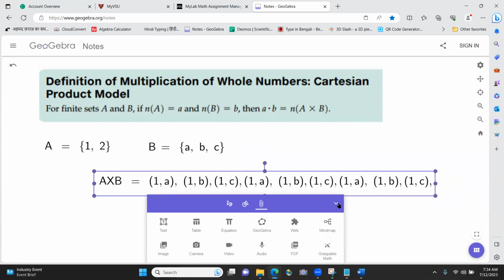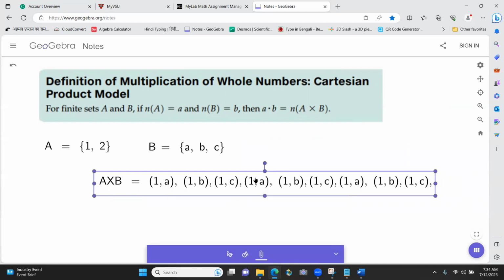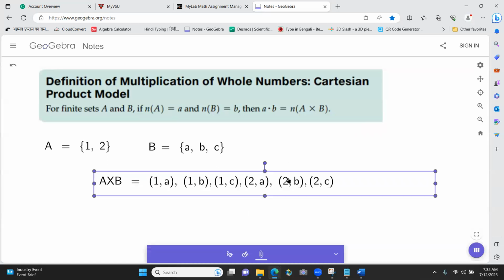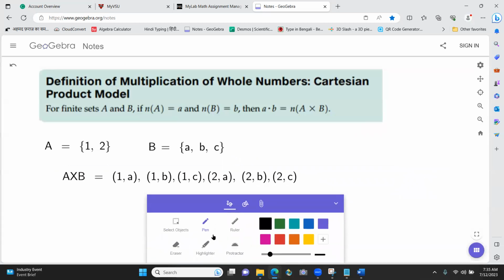So what's going on here? 1 with A, 1 with B, 1 with C. 2 with A, 2 with B, 2 with C. These are the 6 cases I have. Now I'm supposed to put braces and the computer won't let me. I think I already have too many. So I'm going to put it by hand, and it's important that you put it there, okay?